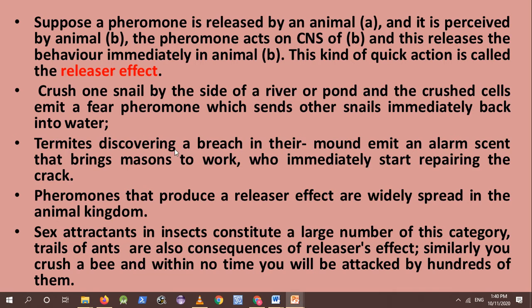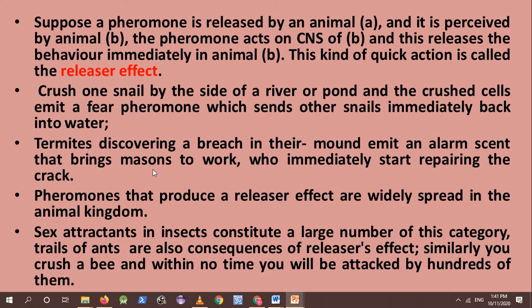Similarly, termites, we all know that termites are social insects and they live in a colony. If termites discover a breach or a crack in their mound, then the soldier termites, or whichever termite discovers that breach, will emit an alarm scent that will bring worker termites to work and they will immediately start repairing the crack. So these both are examples of the releaser effect.